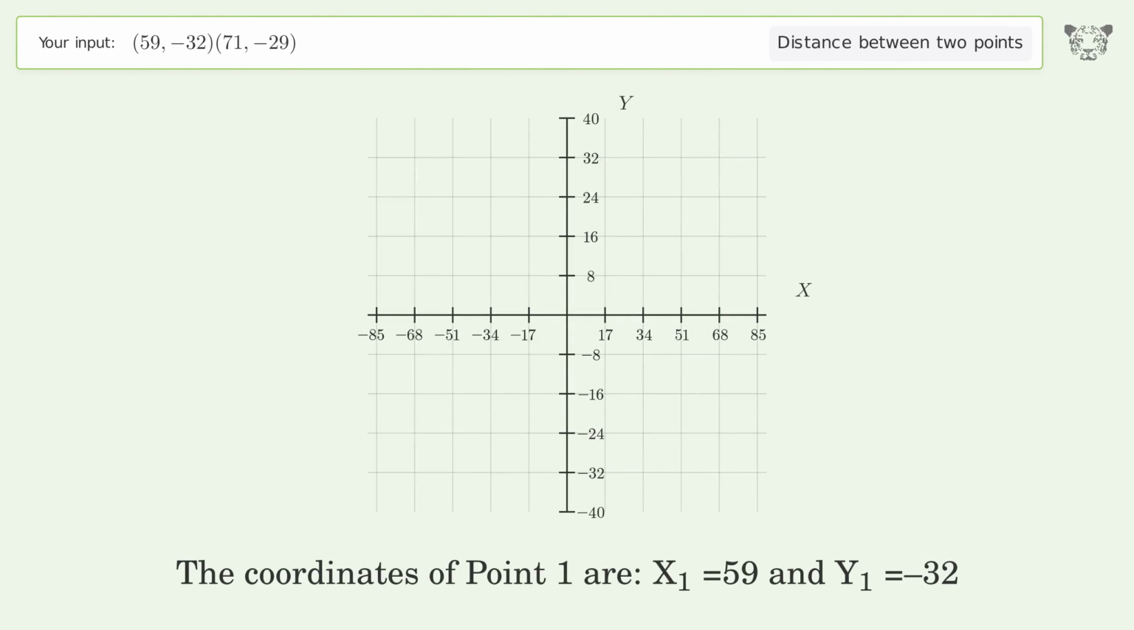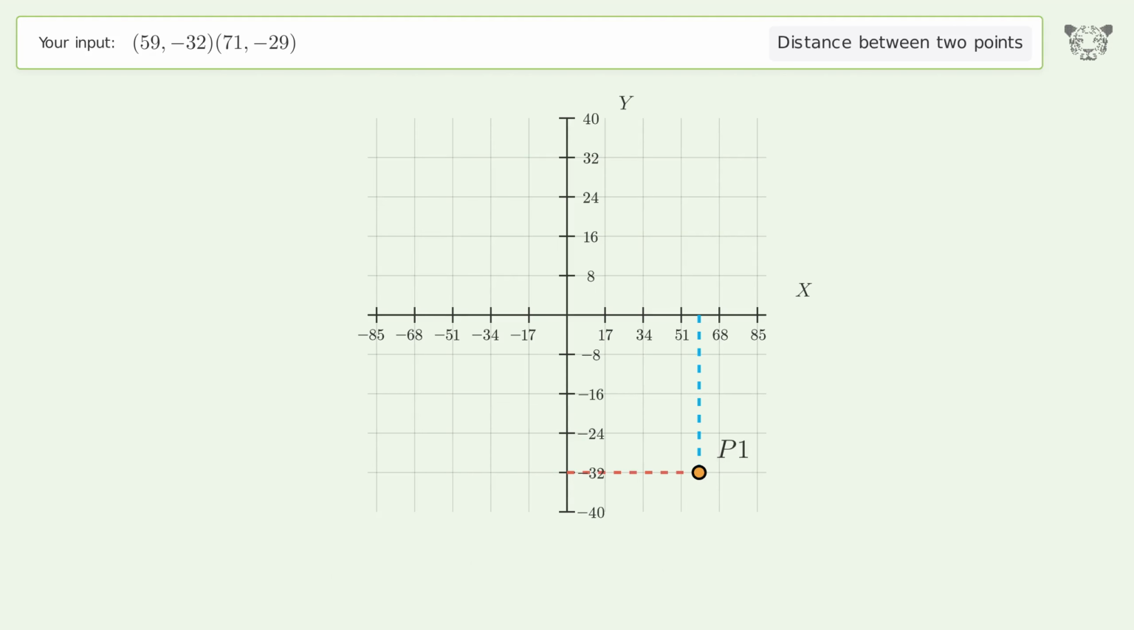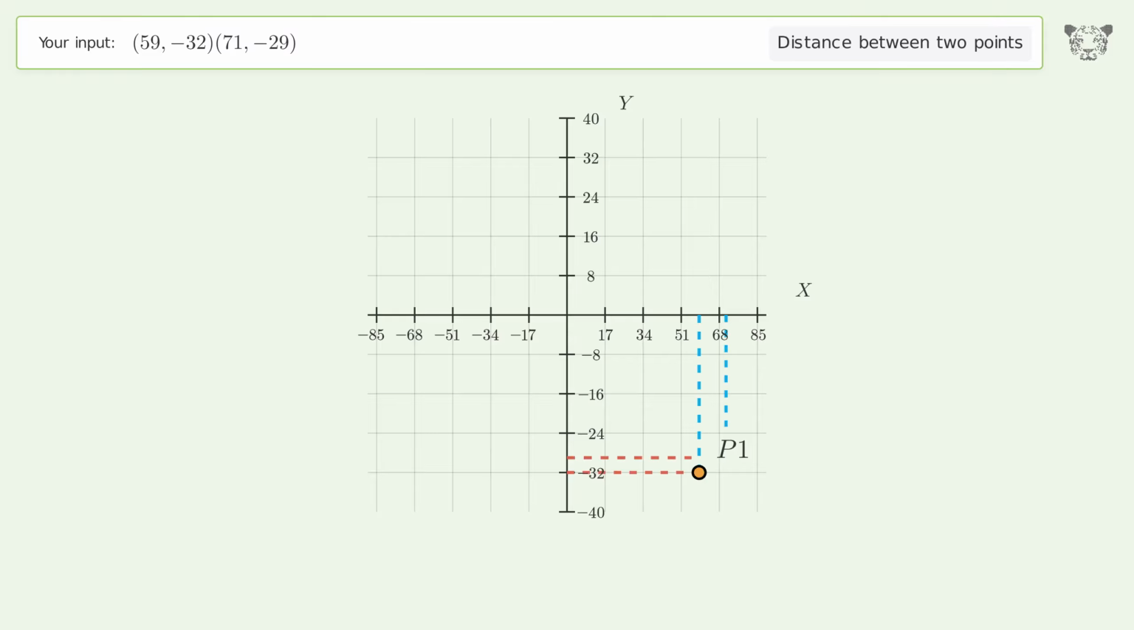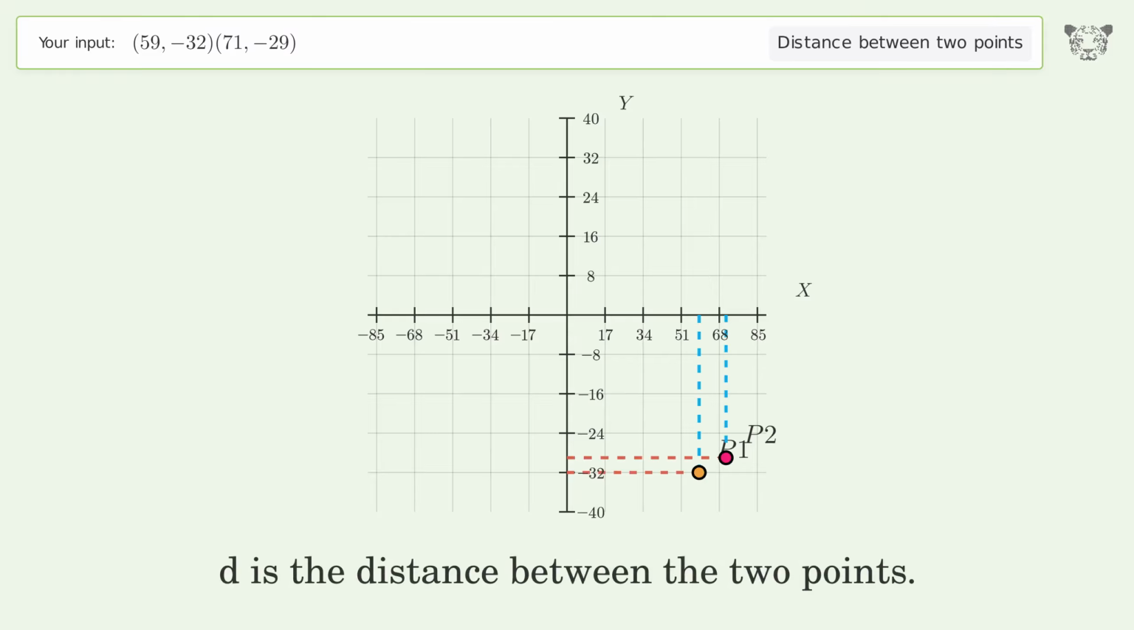The coordinates of point 1 are x1 equals 59 and y1 equals -32. The coordinates of point 2 are x2 equals 71 and y2 equals -29. D is the distance between the 2 points.